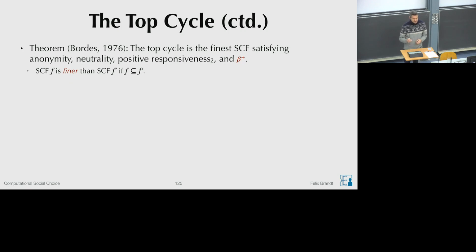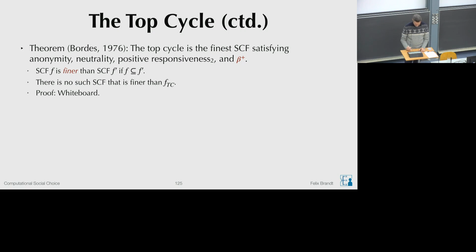Another maybe more reasonable example would be a function that always returns all alternatives except a Condorcet loser whenever there is one. It's not obvious at this point that it satisfies beta plus, but this function satisfies beta plus, and clearly it also satisfies these three conditions here, but it's coarser than the top cycle. So the top cycle is finer than this other function. In other words, there is no such social choice function, by such I mean one that satisfies these four conditions, that is finer than the top cycle. So the top cycle is the most discriminating function that satisfies these conditions.